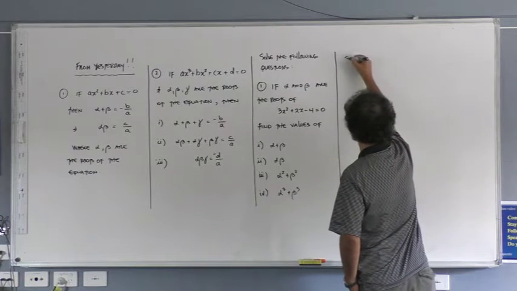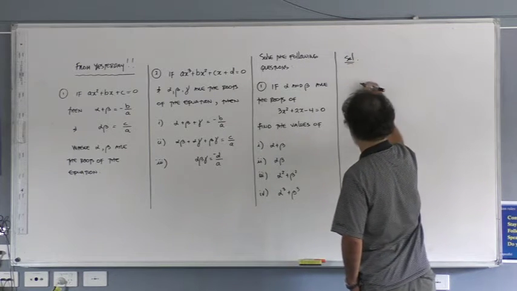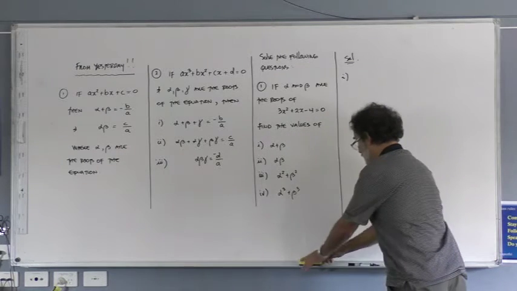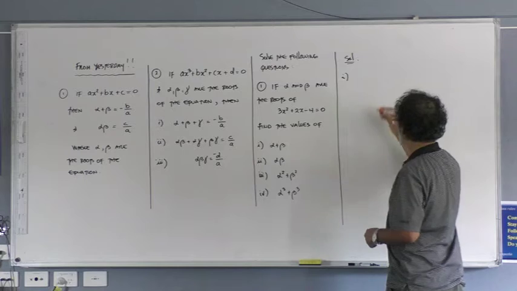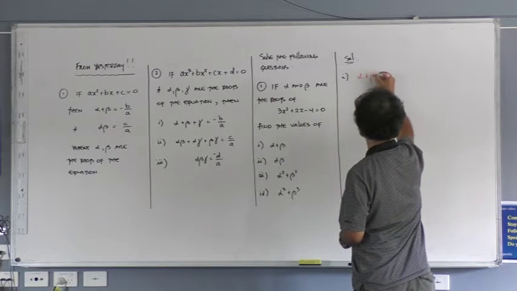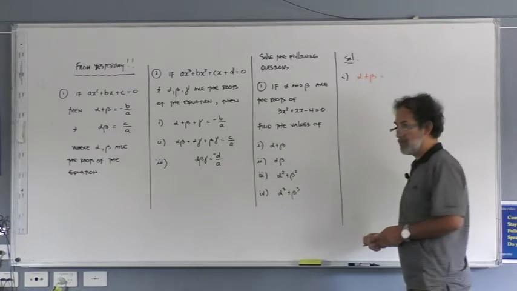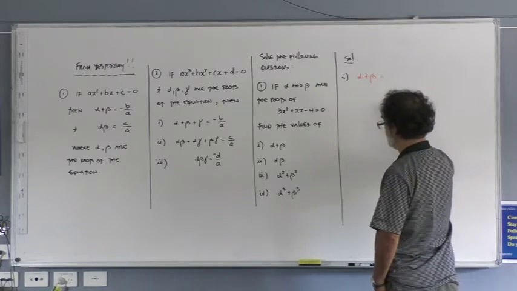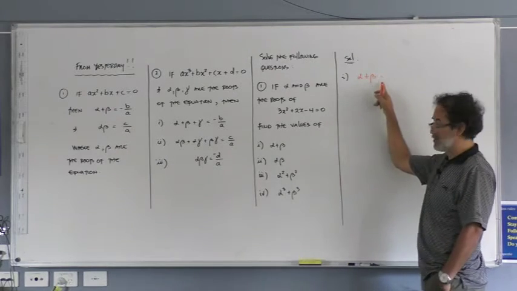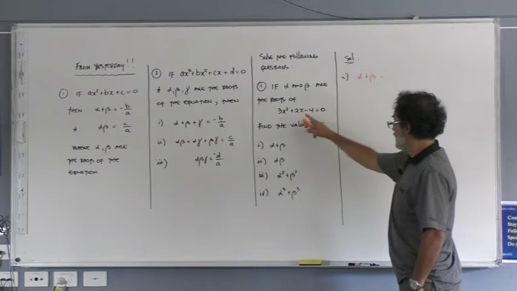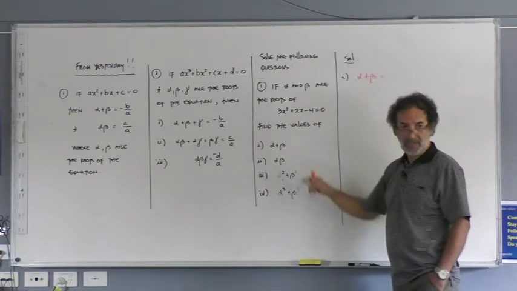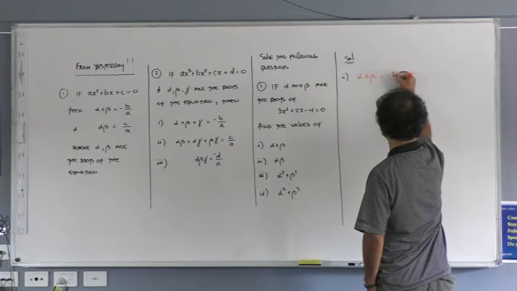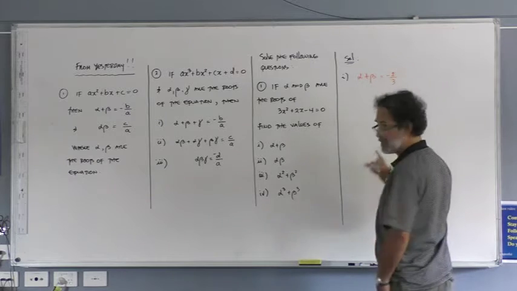Solution. We know that alpha plus beta is given by minus B on A. B is positive 2 and A is equal to 3, so it's going to be minus 2 over 3. That's it. Done.